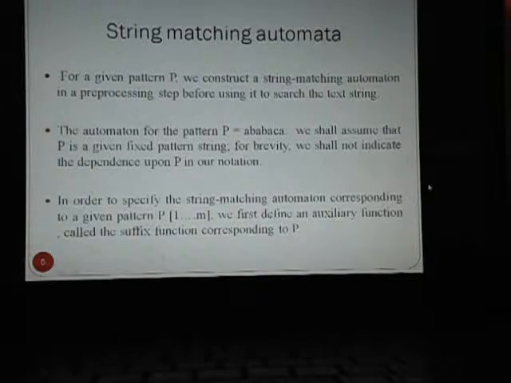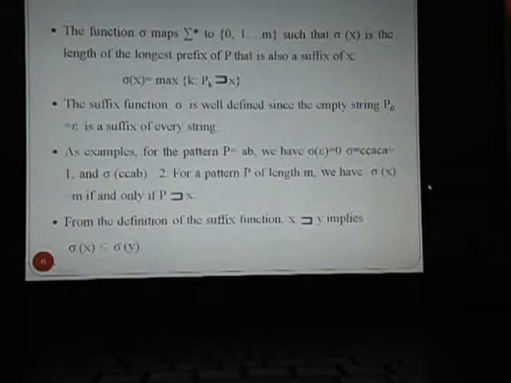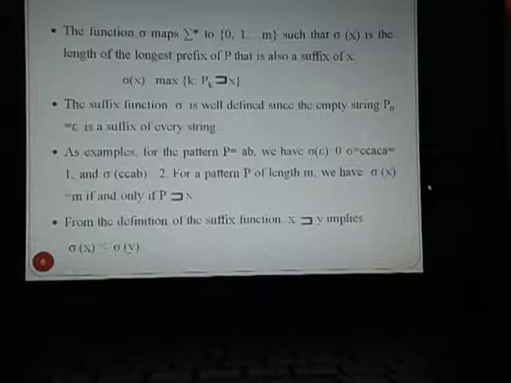In order to specify the string matching automaton corresponding to the given pattern P[1..m], we first define an auxiliary function called the suffix function corresponding to P. The function sigma maps sigma star to 0 to m, such that sigma of x is the length of the longest prefix of the pattern P that is also a suffix of x. Therefore, we write sigma of x equal to max of k such that P_k is a suffix of x. The suffix function sigma is well defined since the empty string P_0, which is epsilon, is a suffix of every string.